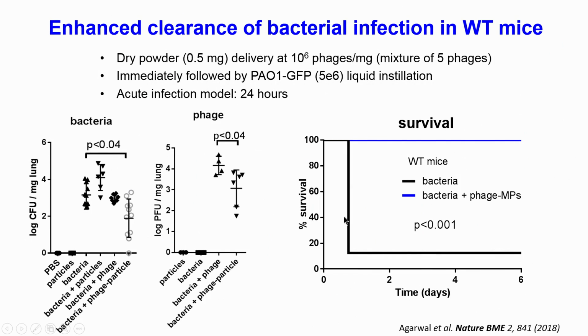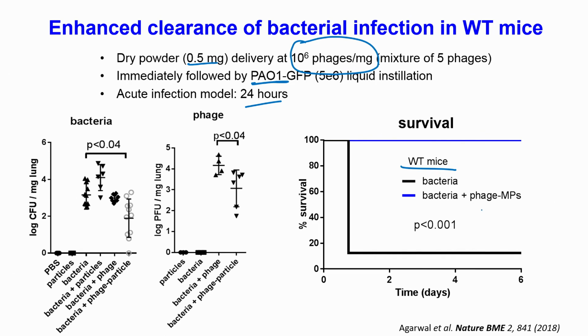Then they went ahead and used this system on an acute infection model. What they did is they delivered the bacteria and the phages to the mouse in the lungs. These are healthy animals in this case, wild type animals, and they have delivered about 0.5 milligram of particle which has a loading of the phages with that, and PA01, which is a lab strain of Pseudomonas, was used. This is a 24 hour model. So, both of these things are given, and then they are testing for what happens 24 hours later in terms of both the bacteria and the phage.